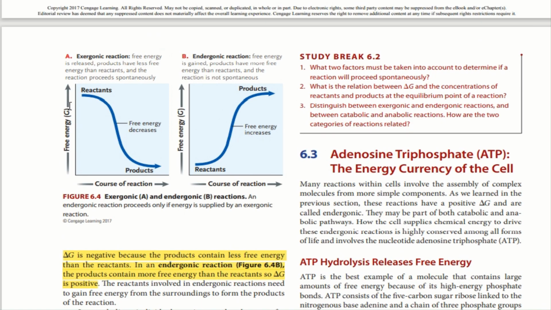Let's look at the diagram. Figure A shows the exergonic reaction. Free energy is released, products have less free energy than the reactants, and the reaction proceeds spontaneously. Then figure B is the endergonic reaction. Free energy is gained, products have more energy than reactants, and the reaction is not spontaneous.